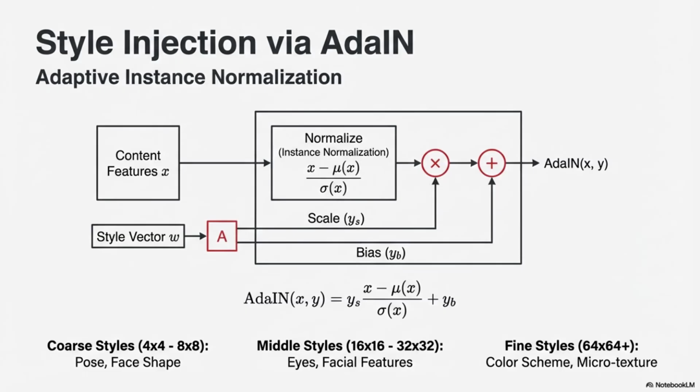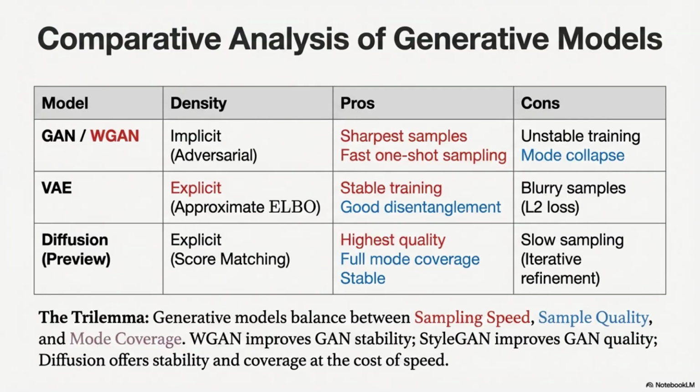All right, for our last section, let's pull the camera back and look at the bigger picture. Because as amazing as GANs are, they're not the only game in town. To really see where they shine and where they don't, we need to talk about the generative trilemma. So this trilemma is basically the idea that in generative models, you can't have it all. You have to make a trade-off between three things: how fast you can generate an image, how good and high quality that image is, and how much variety you can produce.